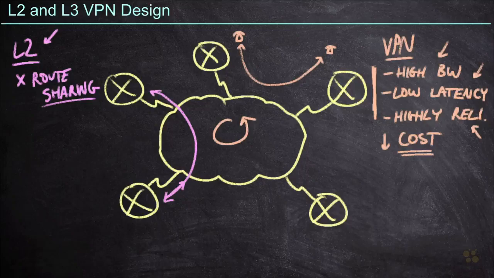Second of all, one of the values of layer 2 networks in general is the flexibility that it affords. When all of these sites are on the same subnet, then we can do whatever we want with them. We can run a lot of different protocols that we can't run in a layer 3 infrastructure.